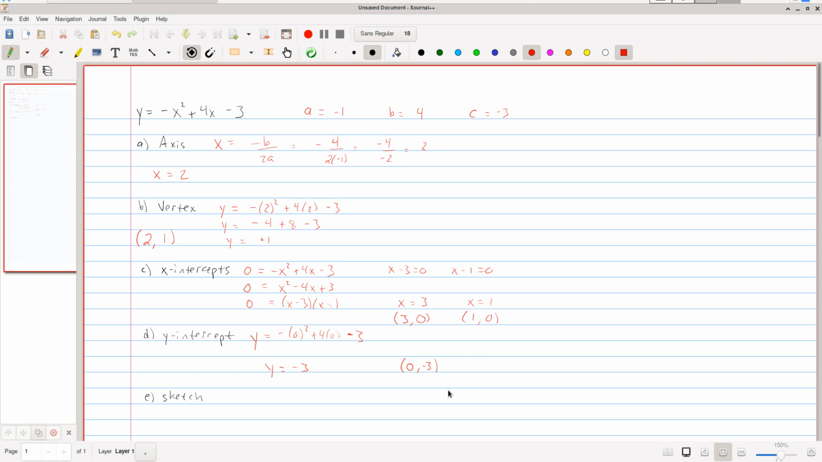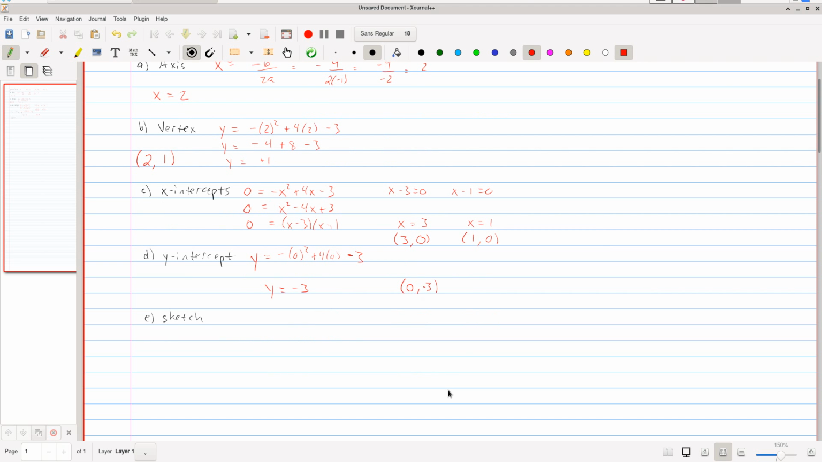Finally, we want to put all this information together and sketch. So let's give ourselves a little bit more room. So we had found that the axis of symmetry was the line x equals 2. So that's this dotted line here through x equals 2. We found the vertex was 2, 1. So 2, 1, our vertex is here.